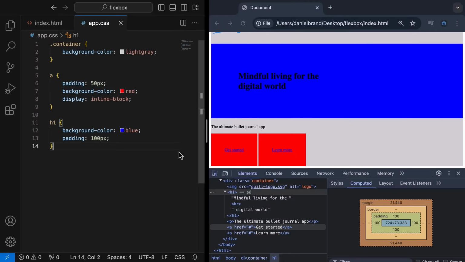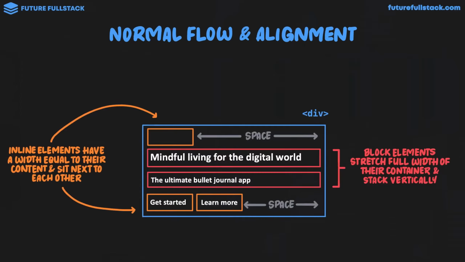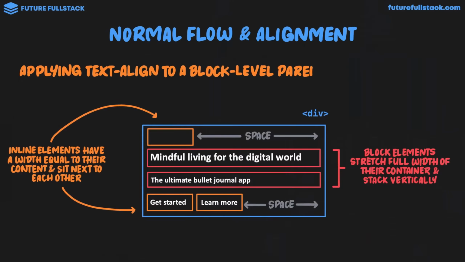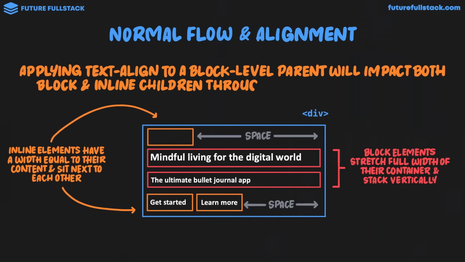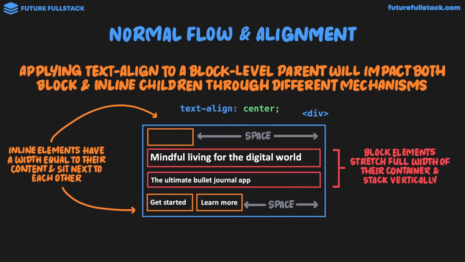The next thing to discuss with normal flow is normal flow and alignment. Applying text-align to a block-level parent will impact both block and inline children through different mechanisms. I've got the same diagram we just looked at before, and I'm now going to apply text-align center to the parent block element, the div. By doing this, two things happen at the same time. The first is that the text inside the block elements will center, and this is being achieved through inheritance. The text-align center property is being passed down to the H1 and the paragraph, which effectively applies text-align center to each of those elements, which then centers the text.